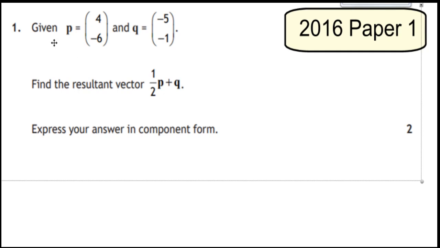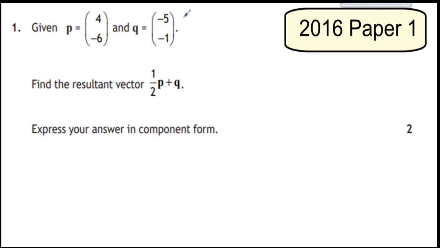Given P is the vector 4, negative 6 and Q is the vector minus 5, minus 1. Find the resultant vector of a half P plus Q, and you've got to express your answer in component form. Component form are those numbers in the bracket.